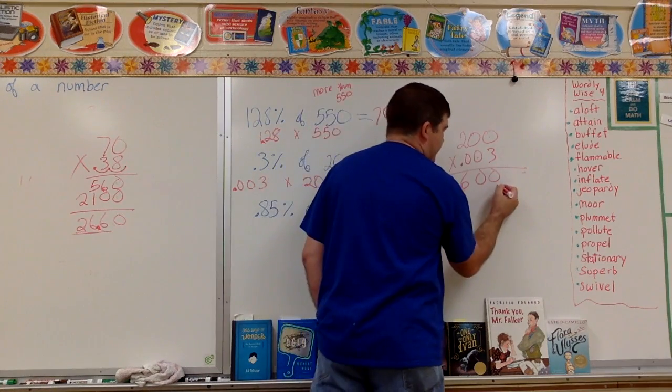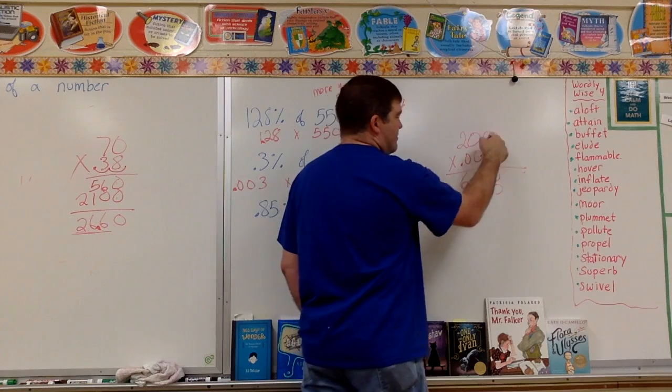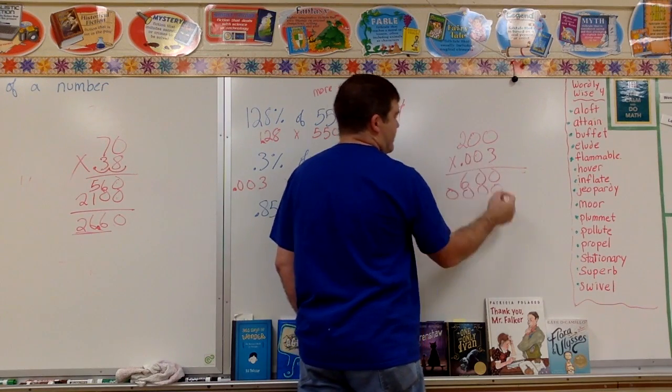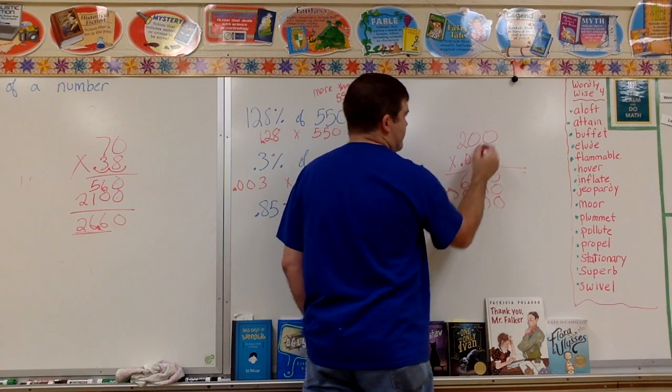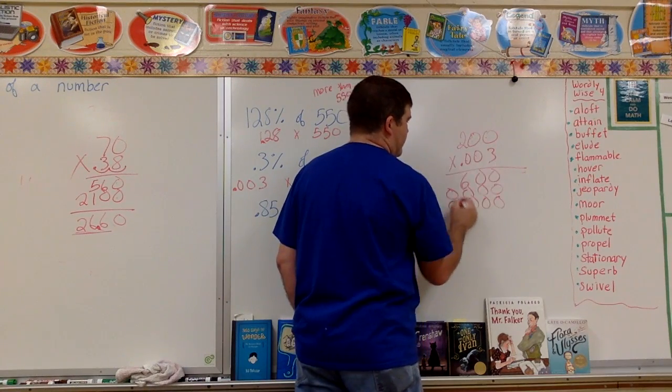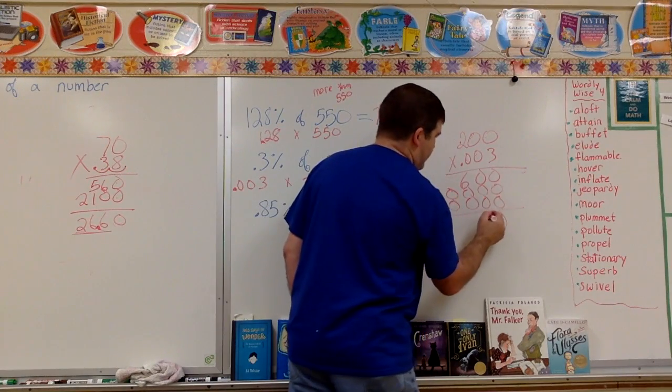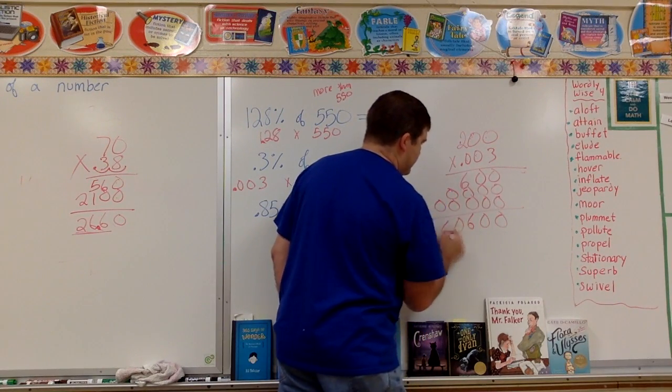Well, I could show you. Let's do it. And my 0. 0 times 0 is 0. 0 times 0 is 0. 0 times 0 is 0. Then I add 2 zeros. 0 times 0. 0 times 0. 0 times 2 is 0. Add them up. 0, 6, 0, 0.